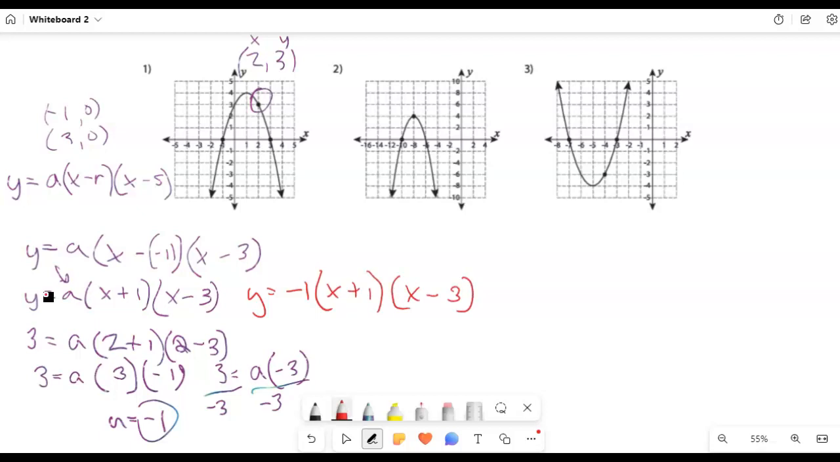And this makes sense because it's curved downward, it's open facing downward. It's a frowny face. So we know that it would have to have a negative coefficient. In this case, that negative coefficient is -1.